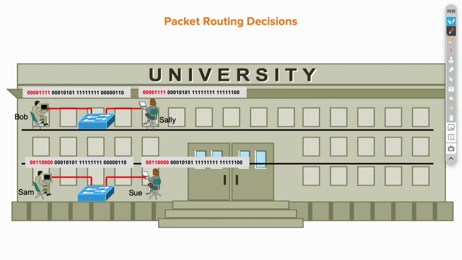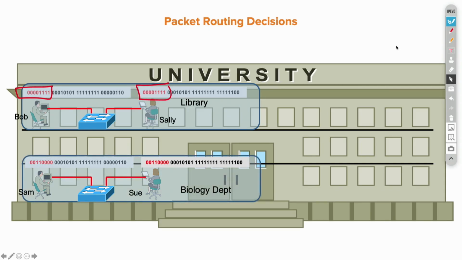Now, Bob and Sally happen to be in the library. So everybody in the library, when they get an IP address, the first few bits are going to match this common pattern. That's their networking bits. Now, down below, that's not the library. Down below, that's the biology department. Because that's a completely different network, their networking bits have to take a different pattern.